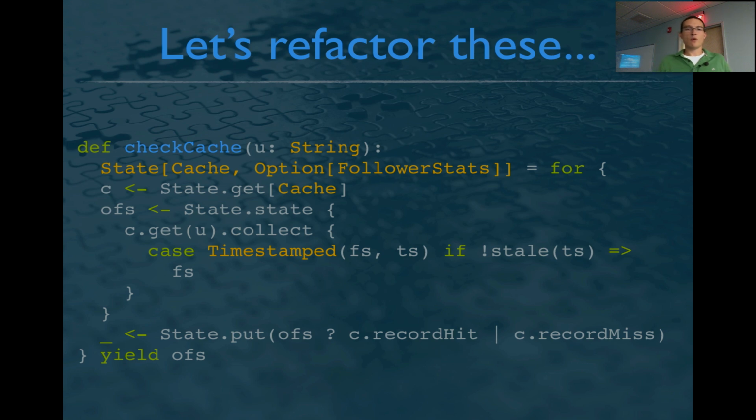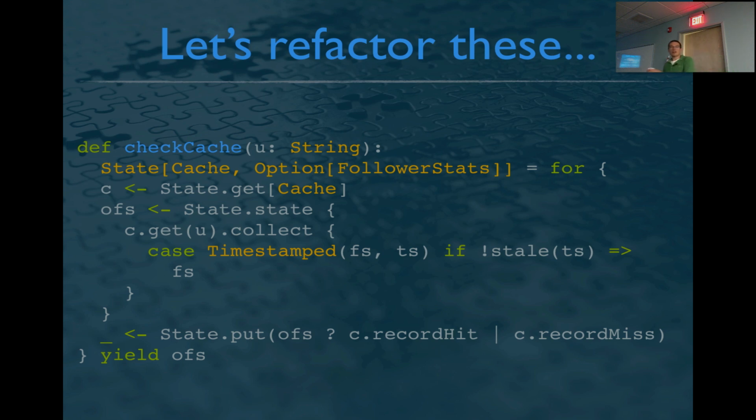We're going to create a for expression. We're going to start that for expression by just reading the cache out. And we're going to use state.get. We're going to say get a cache. And now we've got that cache out. We can reference it. We're going to bind it to the variable C.